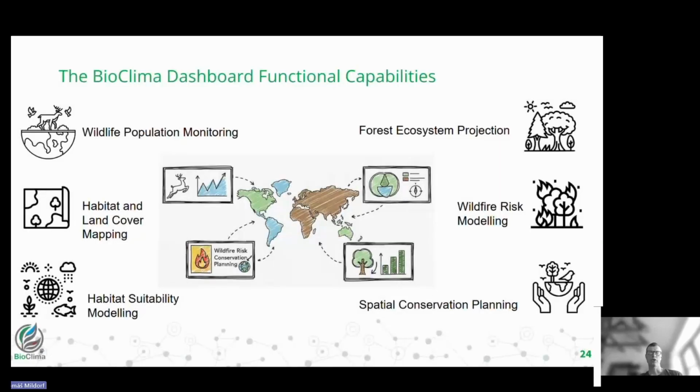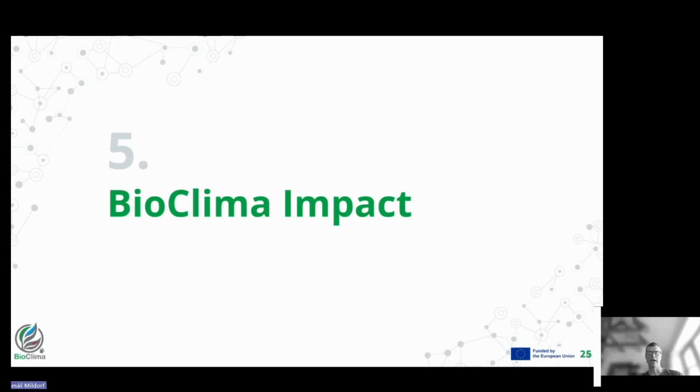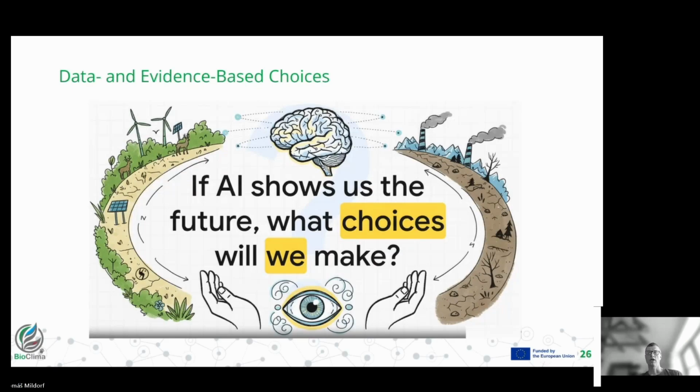And eventually, we should get functional BioClima dashboard. So here are the kind of key capabilities we are aiming to get to, including wildlife population monitoring and so on, what you can see on this slide. And I'm going to the end of my presentation, which is the impact. So we would like to use AI to show us the future, but of course it's up to us to make the choices, and BioClima should help to make such choices.